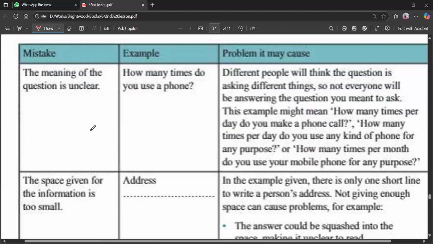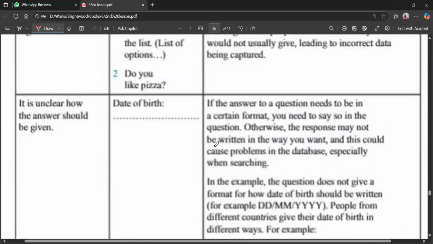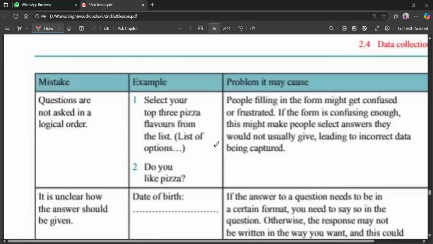The meaning of the question is unclear. Sometimes the meaning of the question is unclear. Okay. Can you write down these mistakes? Write like there, mistakes of forms. Write as a subtopic, mistakes of forms. No need to write example.